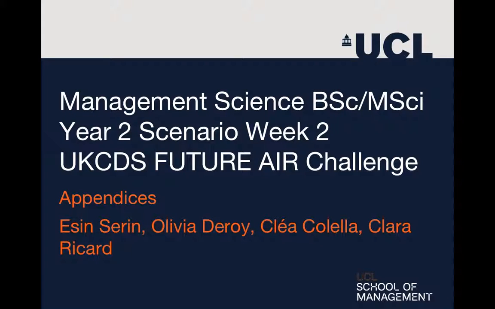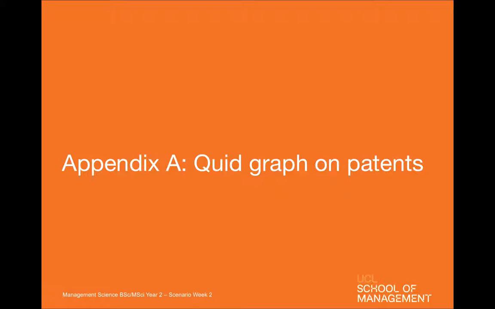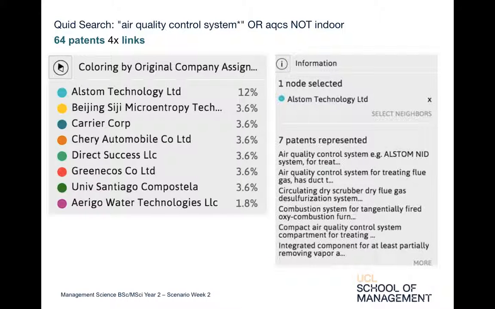These are the appendices that support the statements made in the Particulate Matter Control for Coal-Fired Power Plants presentation. Appendix A is about the Quid graph on patents. Our Quid inquiry explores the patents in the air quality control system space.